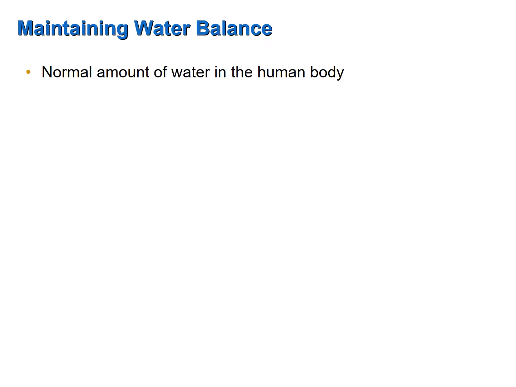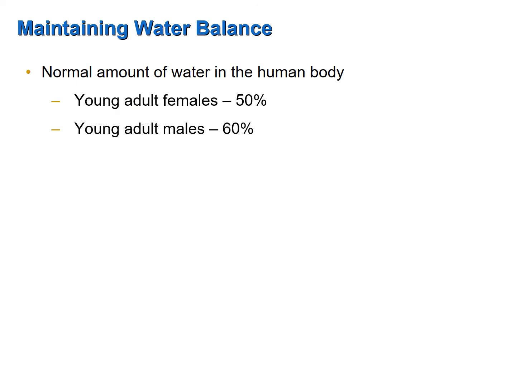Water is the most abundant substance in the human body. In a young adult female, it accounts for 50% of body weight, and in young adult males, 60% of body weight. This difference in water content reflects the generally lower amount of fat in males relative to females.